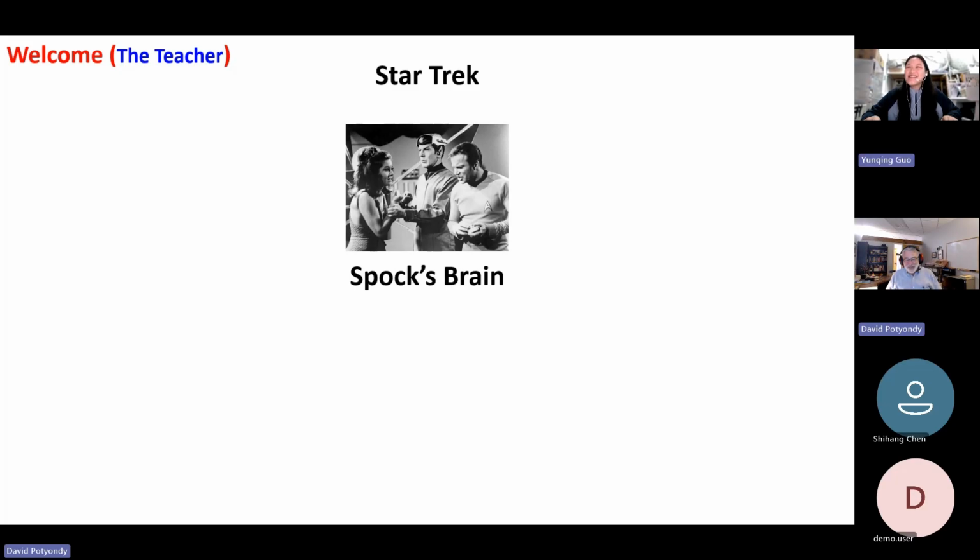And so McCoy then basically has to go and put that on his head so that he can learn what he needs to do to be able to reconnect Spock's brain to his body.